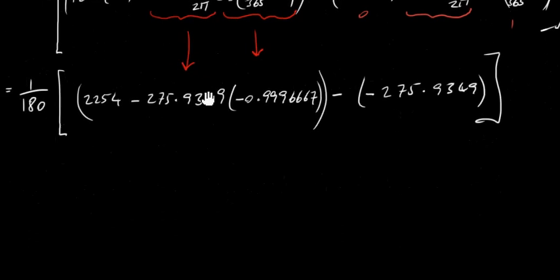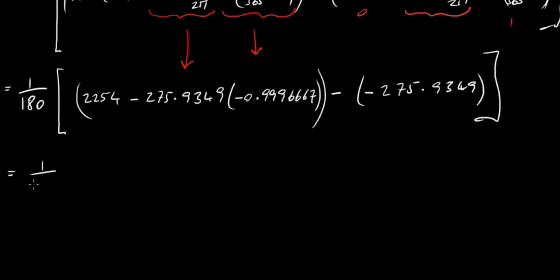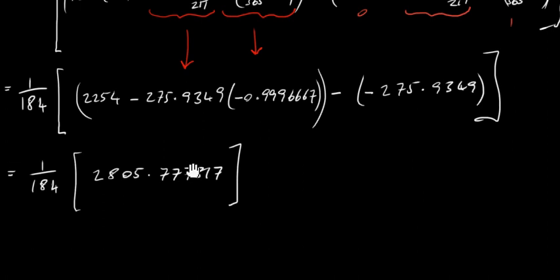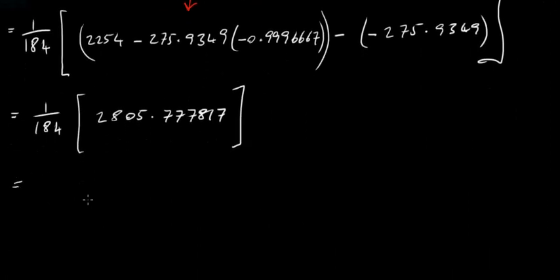Okay, so let's see if we can finish this off. We have 1 over 180, and then you've got to do all of this. You can just do that on your calculator. This is minus minus, which is plus. Sorry, this is actually 184, I think, not 180. 184 here. This is 184, this is 184. So this all simplifies down to 2805.777817. Just a lot of tedious calculations here, but just follow it through and you'll get there in the end.